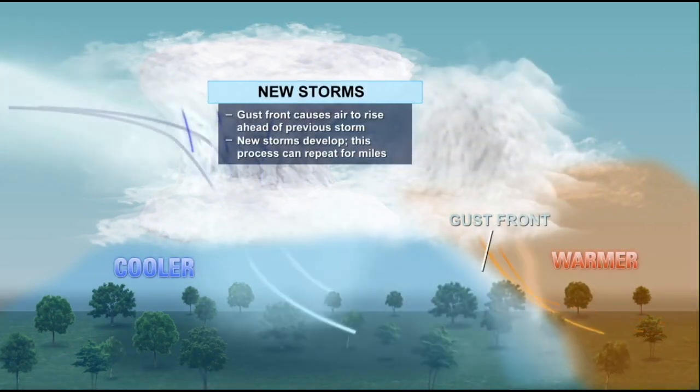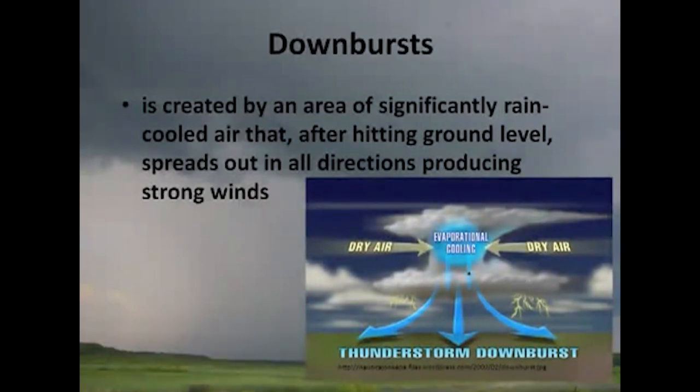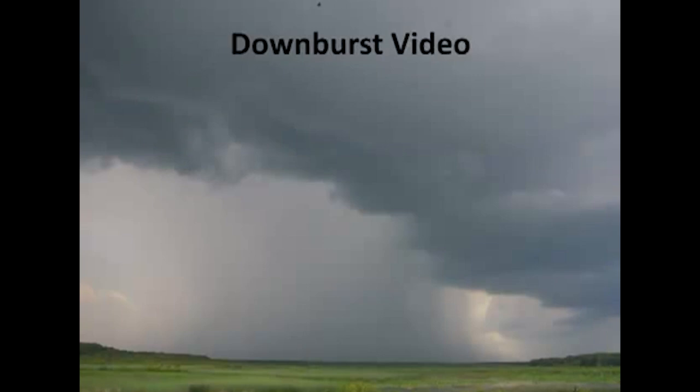There's something also called a downburst. All right, now downbursts are pretty amazing things too, is that because you have all this rising air, sometimes the air will immediately drop very quickly, and it can cause a huge issue. It can collapse buildings. In fact, we'll show a clip here in a minute. So it's an area of significantly rain-cooled air that after hitting the ground spreads out in all directions, producing very strong winds. You get this down, and boom, it'll just knock things down. In fact, let's watch a cool video clip.